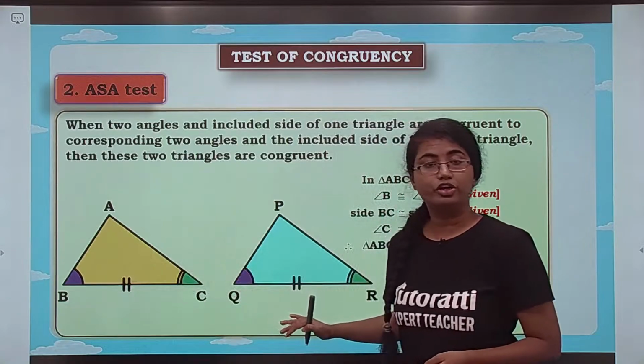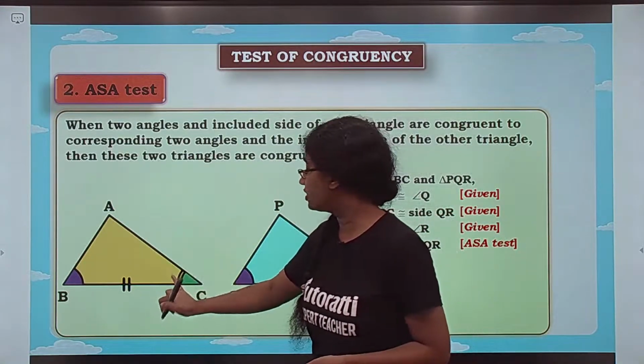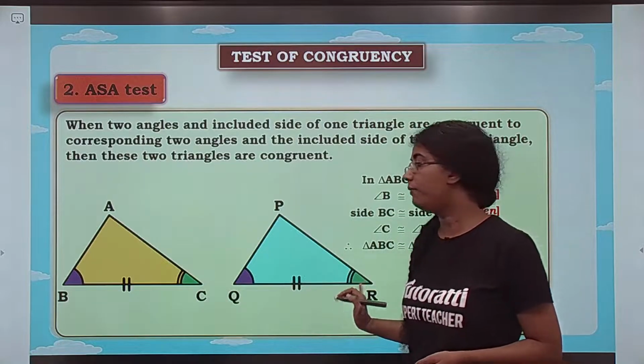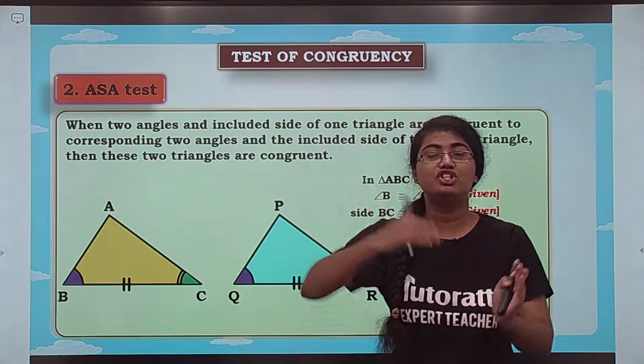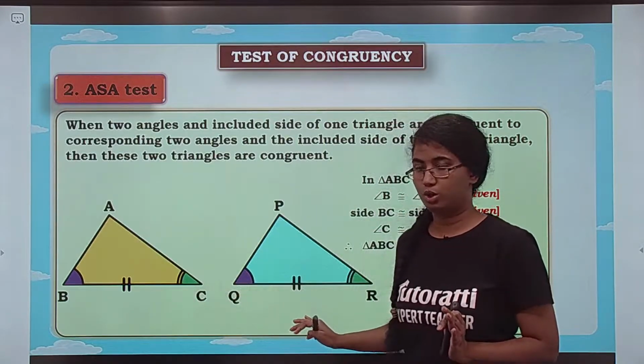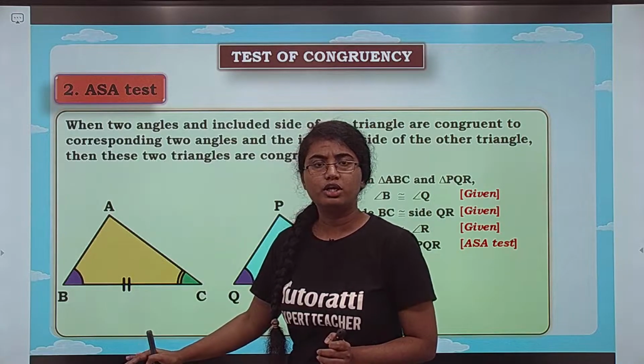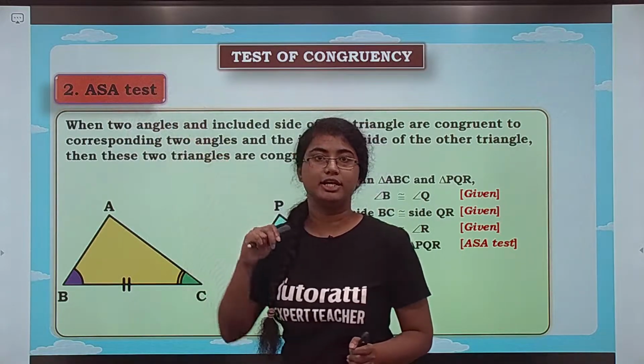Take a look at the two figures. Angle B is congruent to angle Q. Angle C is congruent to angle R. And the side that is sandwiched in between the two angles is also congruent. Okay, it is also congruent. What happens then? Can we say that the triangles are congruent? That is exactly what the ASA test tells us.